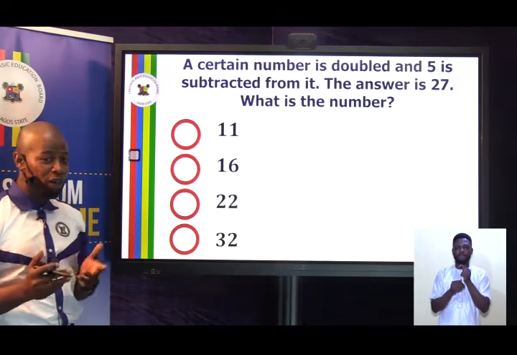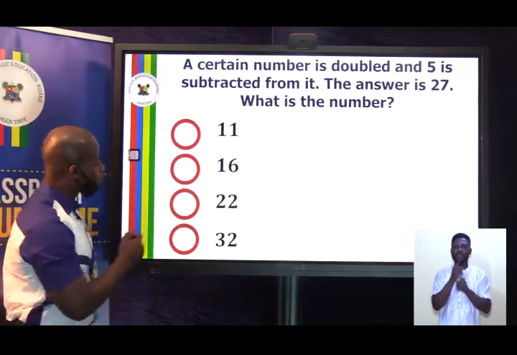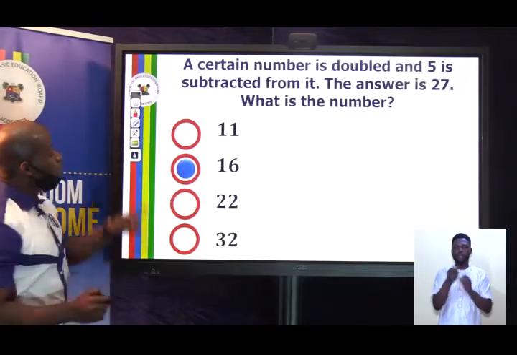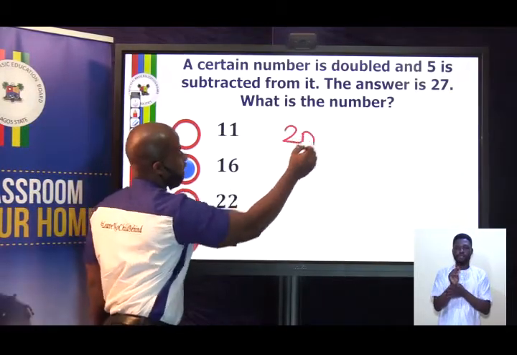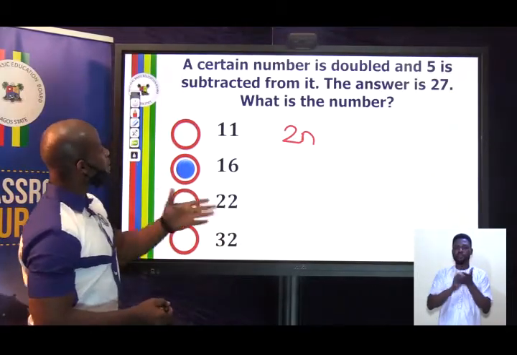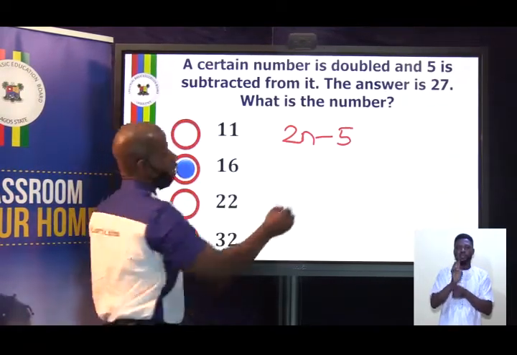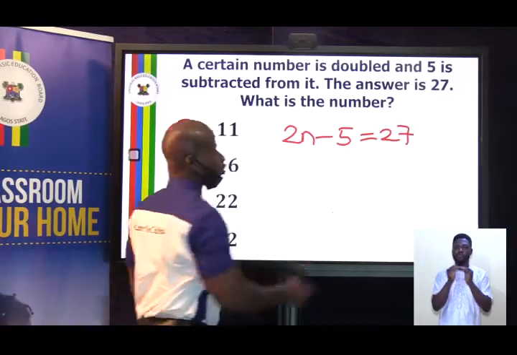You should be having your answer right about now. So let's see which one is the answer. The answer should be 16. Yes. So let's see how that is worked out. A certain number is doubled. I don't know the number, but I will double it. That is 2n. Then 5 is subtracted from it. I subtract 5. The answer is 27. So this is the equation that I've got to solve.